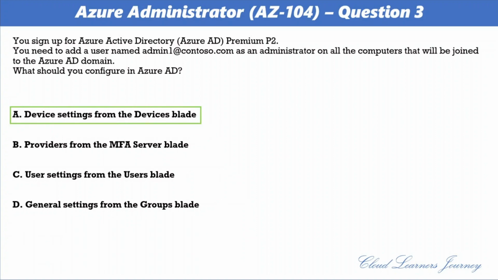In the Azure portal, you can manage the device administrator role on the devices page. To open the devices page, sign into the Azure portal. On the left navigation bar, click Azure Active Directory. In the Manage section, click Devices. On the devices blade, click Device Settings.